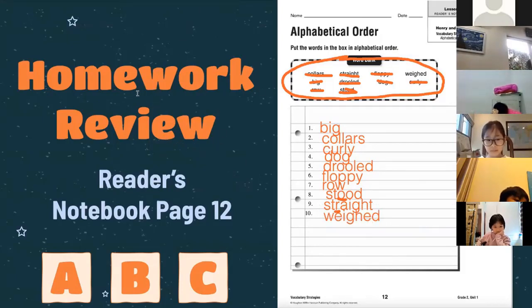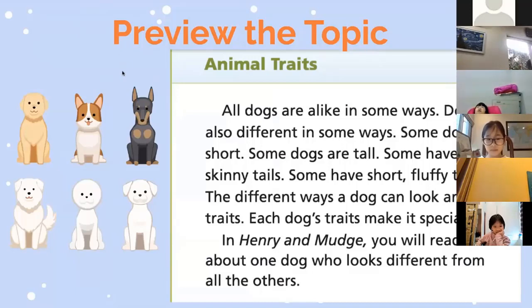All right. Good job, everyone. We will continue to practice our ABC order. Before we read our story about a dog, we're going to go over animal traits. Animal traits. Vivian, can you help read about animal traits for us?